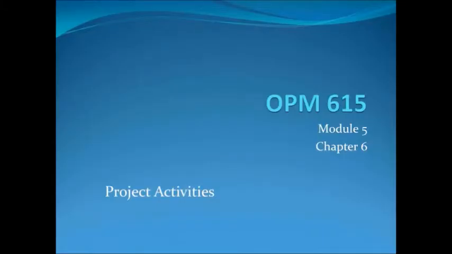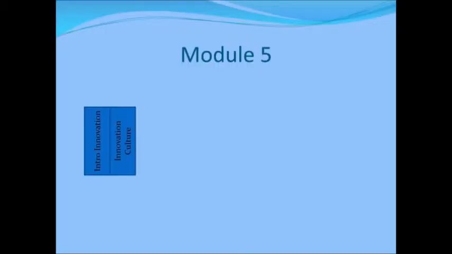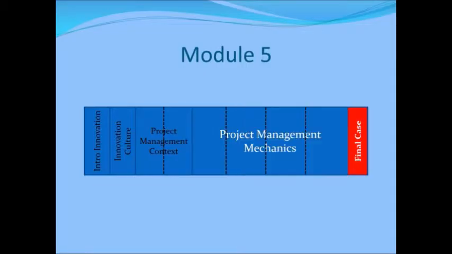Module 5, we've turned the corner. We're moving into the second half of the course. So we'll dig further into the real mechanics of putting together a project. Chapter 6 gets us moving into project activities. We assume at this point that we have selected which projects to do. So we've got that strategic side of the project organization and moving much tighter into these mechanics, project activity planning.